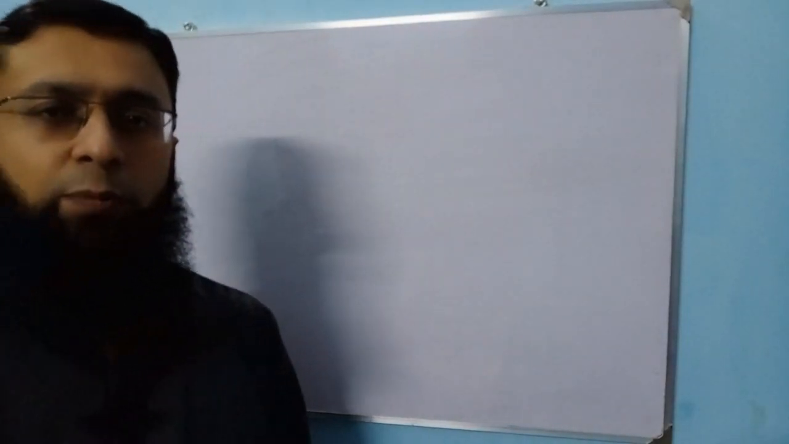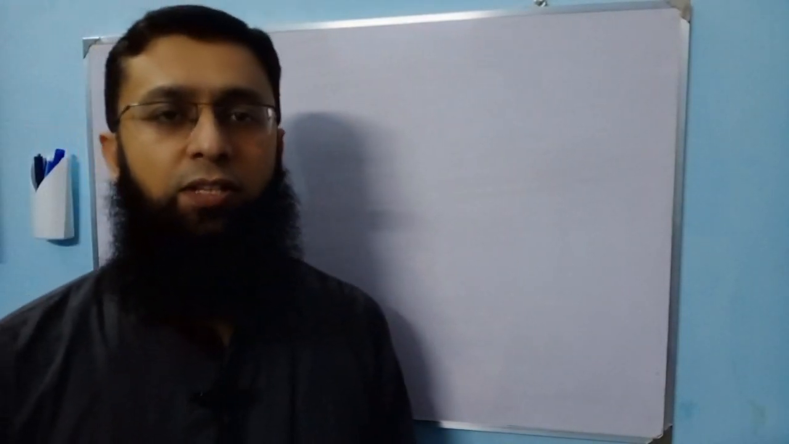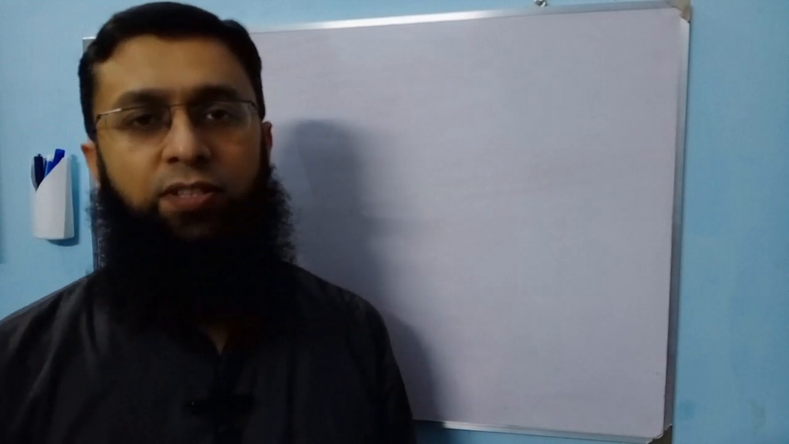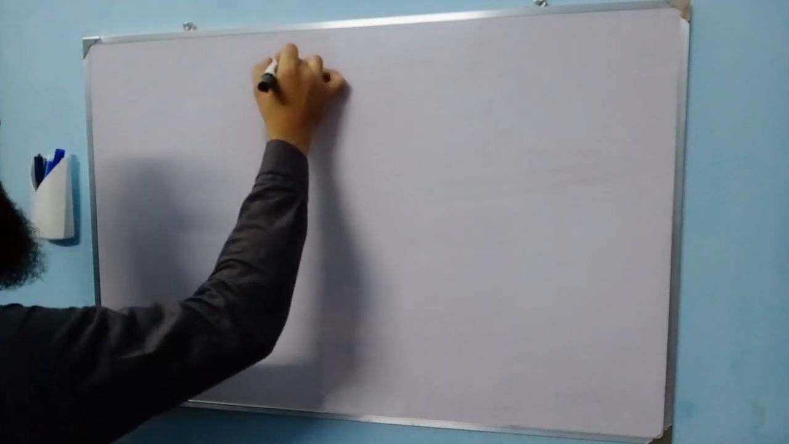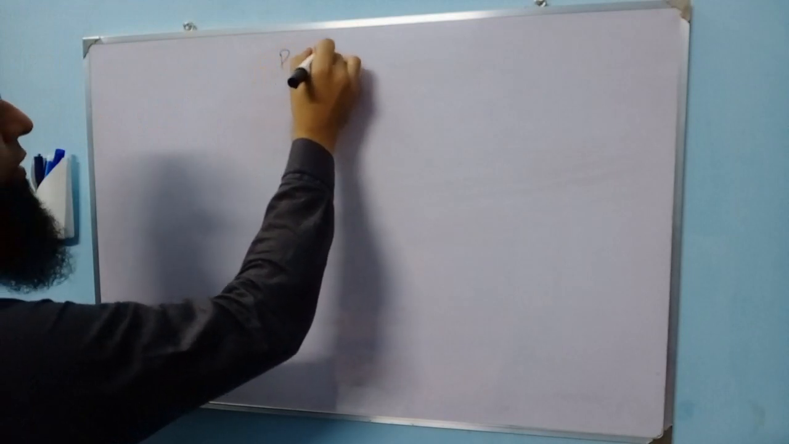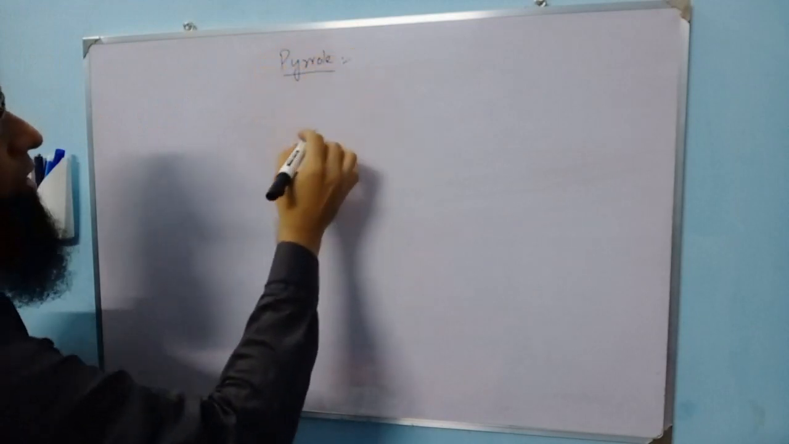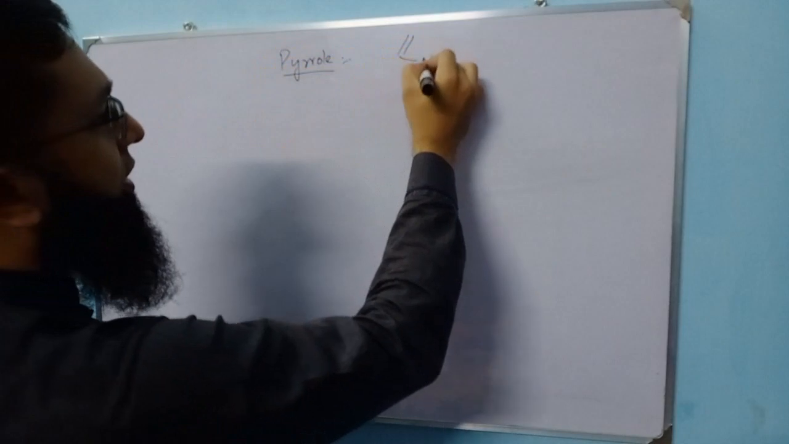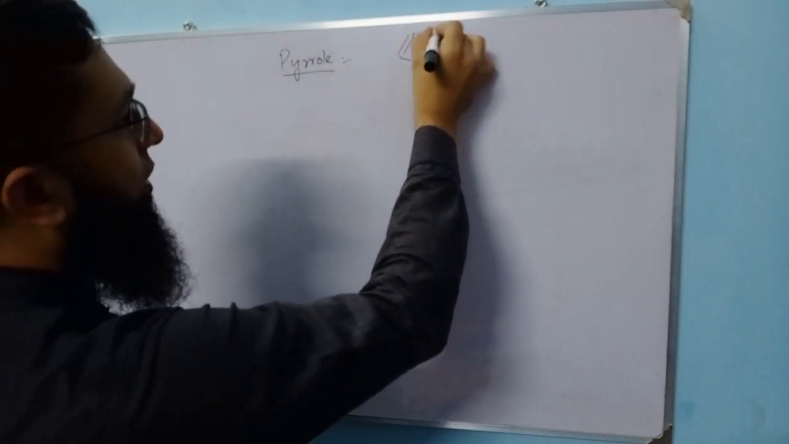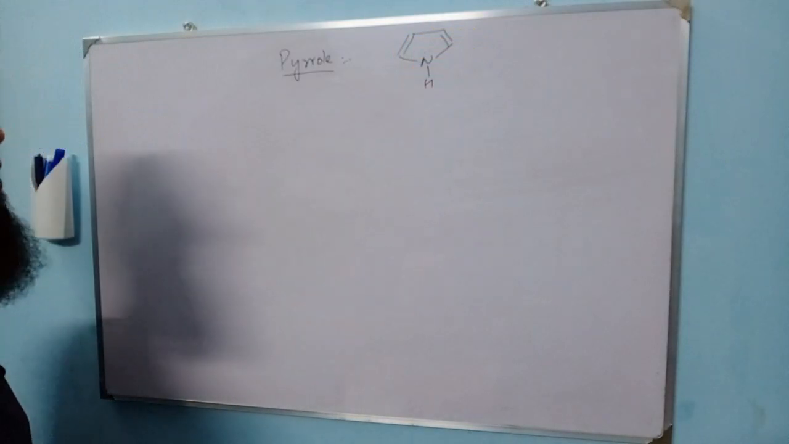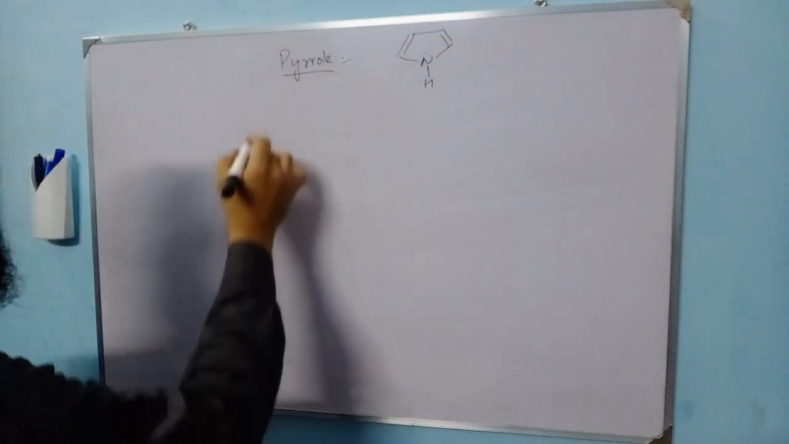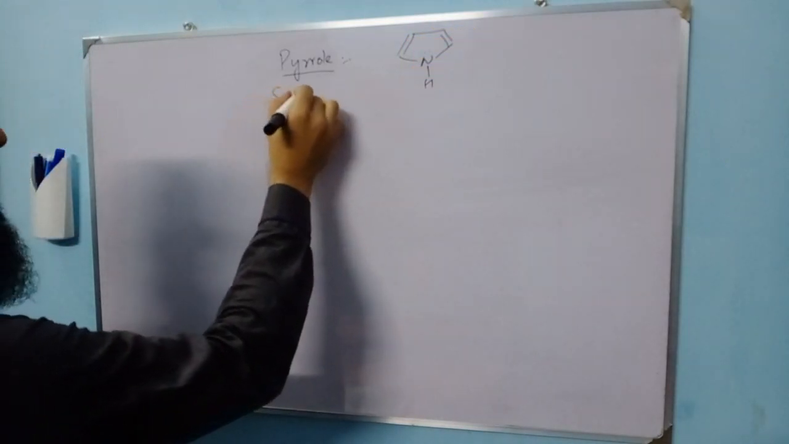Dear students, I am Dr. Amir Fawaz Zahoor, and in this video we will study different reactions to prepare pyrrole. Pyrrole is a 5-membered heterocycle which contains nitrogen in it, and all the atoms in this heterocycle lie in a plane and form an almost regular pentagon. So, synthesis of pyrrole.